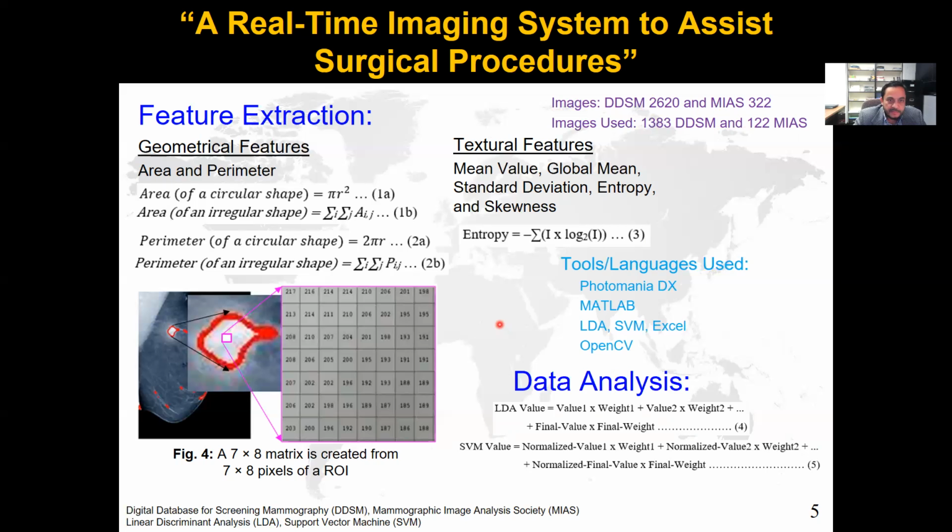After we have features extracted, then we do data analysis using those extracted digital values, again using LDA and SVM methods. To calculate the LDA value, we use the raw values and then the weights that we calculate. And then for the SVM value, we use the normalized value of those input values, like mean value, global mean, area, those are the values. And then the weights that are calculated for classifying purposes.